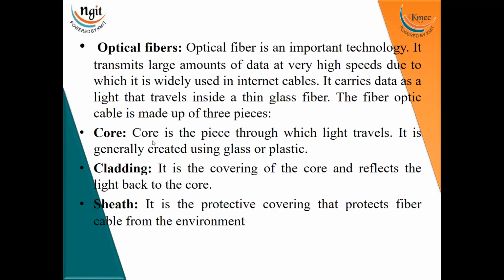What is meant by core? It is the piece through which the light travels. It is generally created using glass or plastic. What is cladding? It is a covering of the core and reflects the light back to the core. What is meant by sheath? It is a protective covering that protects the fiber cable from the environment.